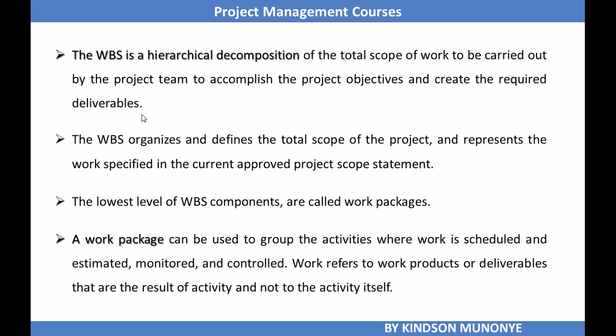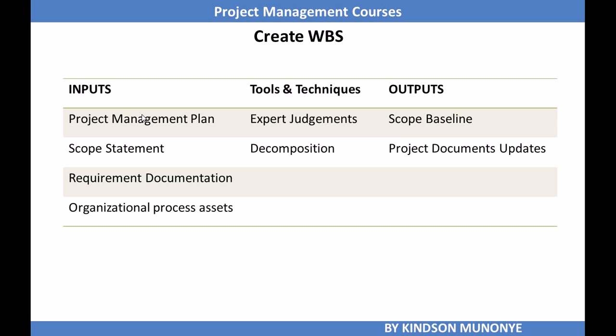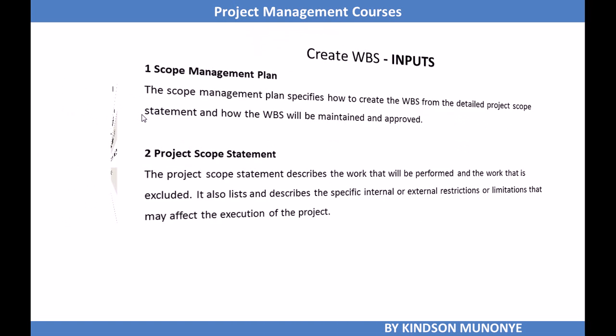Alright, so let's take a look at the inputs, the tools and techniques, and the outputs of the Create WBS process. The inputs are the project management plan, the scope statements, the requirement documentation, and organizational process assets. We need two tools and techniques, and that is expert judgment and decomposition. The output of the Create WBS process is the scope baseline and the project document updates.